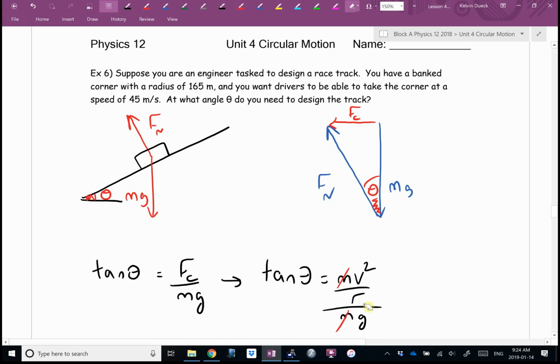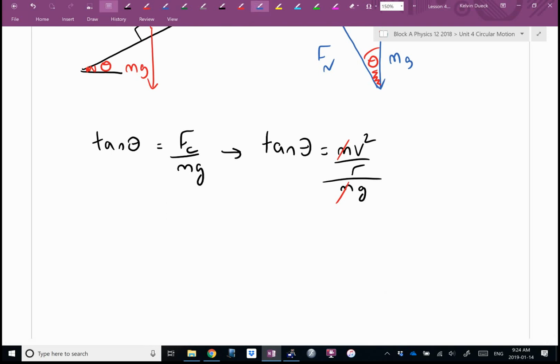And I'm dividing by an r and a g. A better way to write that would be to write it as tan theta equals v squared over GR. What's this question asking me to find, Nina? How do I find an angle? Shift, it's either second function or inverse or shift, whatever it is on your calculator. Okay, this isn't going to be too bad then.